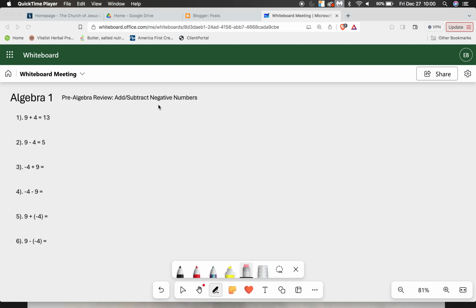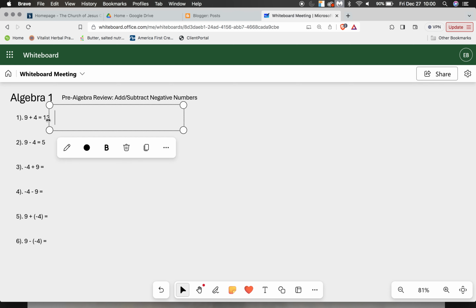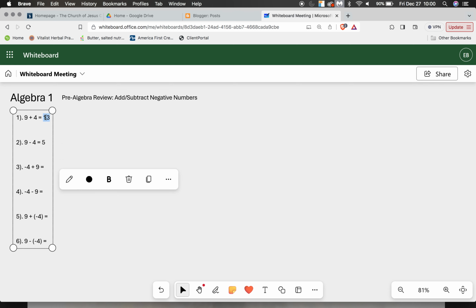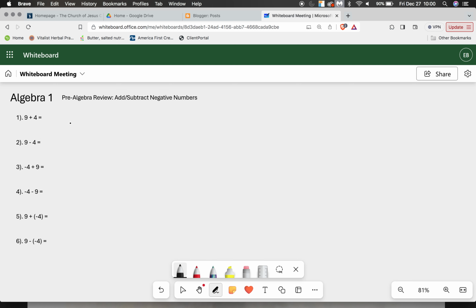Alright guys, let's do a quick review about some addition and subtraction of negative numbers. So to start the review, we're going to first do a little review on what addition and subtraction are. So in our first example, 9 plus 4, just a basic addition problem, we know that the answer is 13, because if you have 9 things and you add 4 more, you have 13 things. And we can see this pretty clearly on a number line.